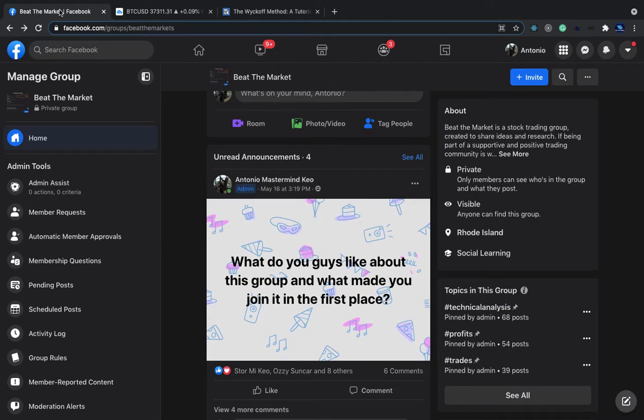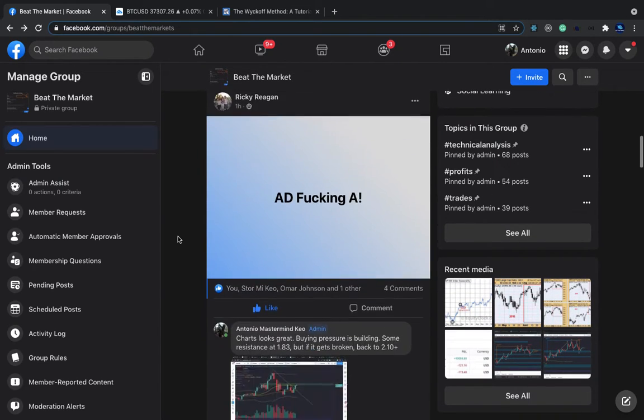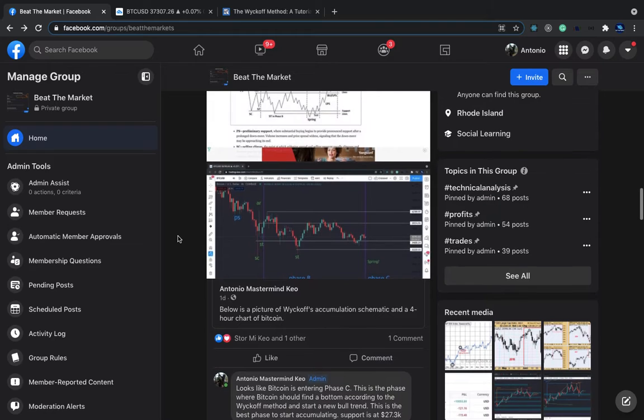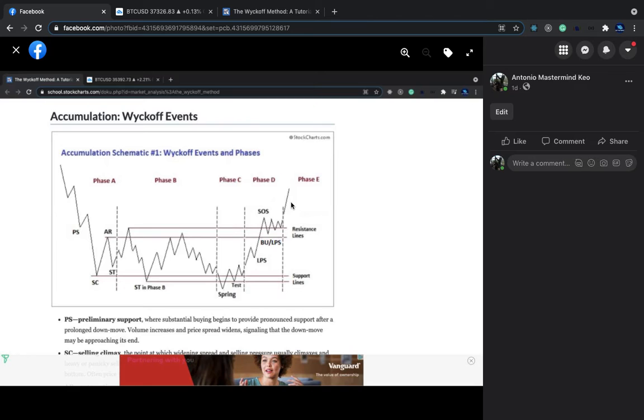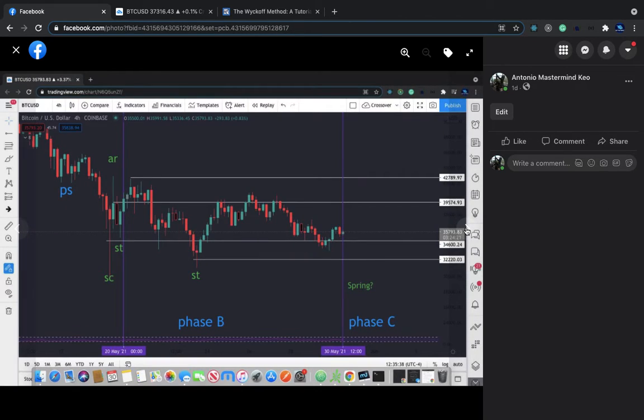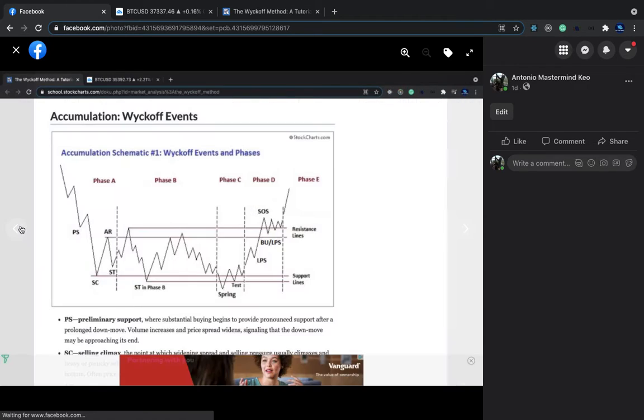Alright guys, a few days ago on my private Facebook group page for Beat the Market, I shared a chart with my members, comparing it to the Wyckoff accumulation. It was the chart that I shared a little more than a day ago. This was a 4-hour chart of Bitcoin, and I believe that it was entering phase C of the Wyckoff accumulation event. This was schematic number 1. I believe this is where we were with Bitcoin.